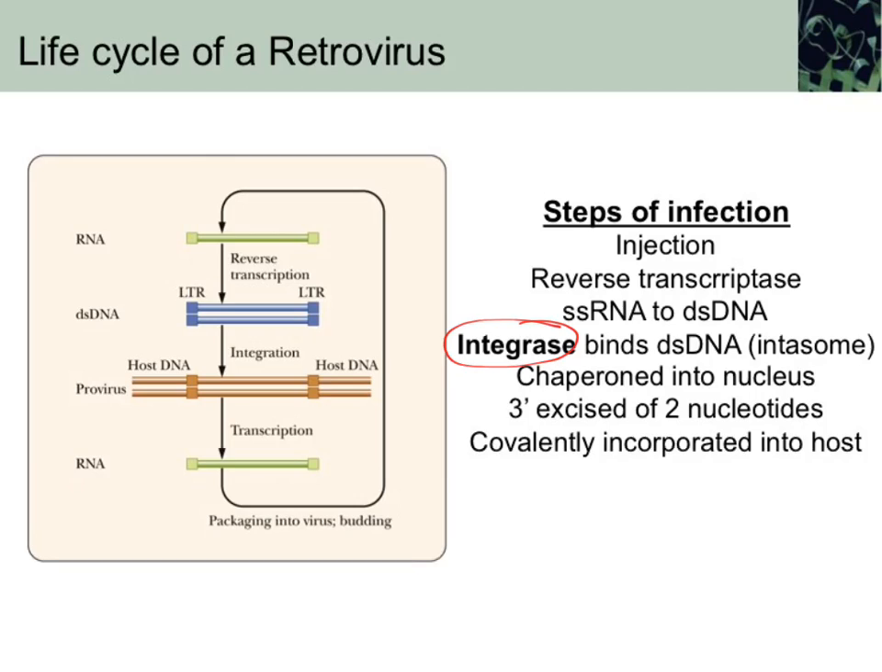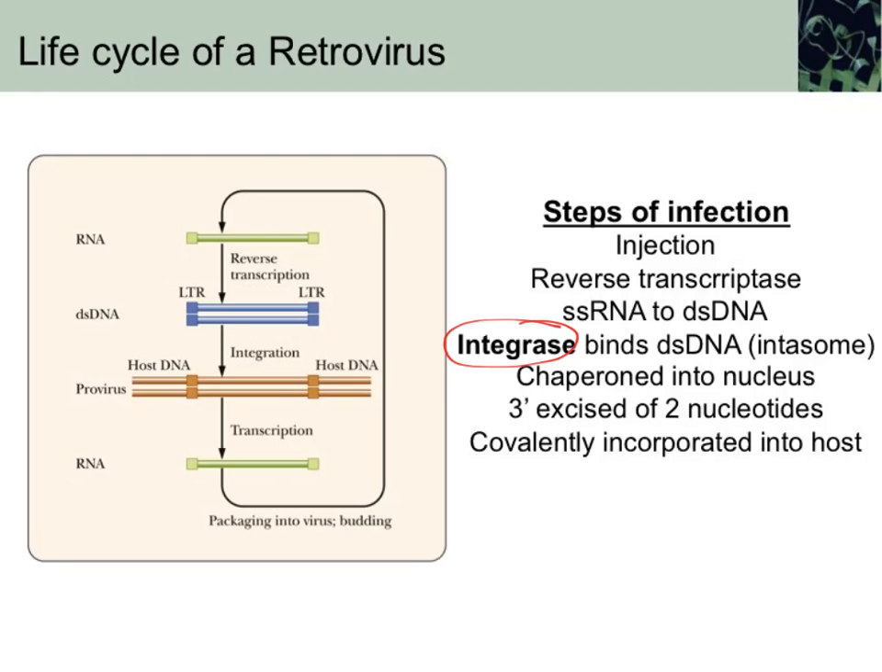So we'll go through the reverse transcription to generate our DNA. That is actually going to happen out in the cytoplasm, at least based on what I was seeing. The integrase will then bind that double-stranded DNA. And that's what's forming what's known as the intasome. I may have left off the T. I was tired. That complex then gets chaperoned through the cell and into the nucleus.